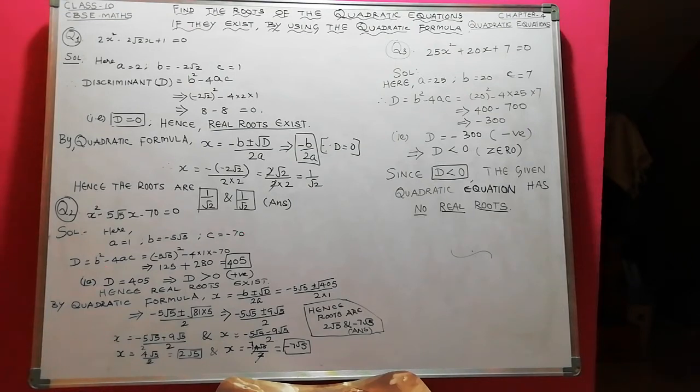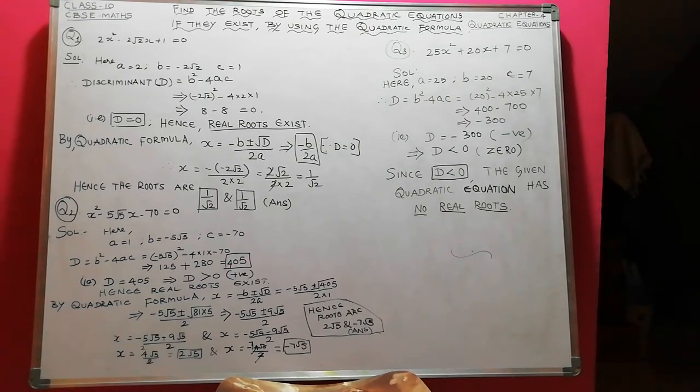Now let us find out the value of D by making use of the expression b squared minus 4ac. Let us substitute the values: minus 5 root 5 the whole squared minus 4 into 1 into minus 70. Minus 5 the whole squared is positive 25. Root 5 squared is 5. So 25 into 5 gives you 125. And here minus 4 into 1 is minus 4. Minus 4 into minus 70 is positive 280. So 280 plus 125 gives you 405.